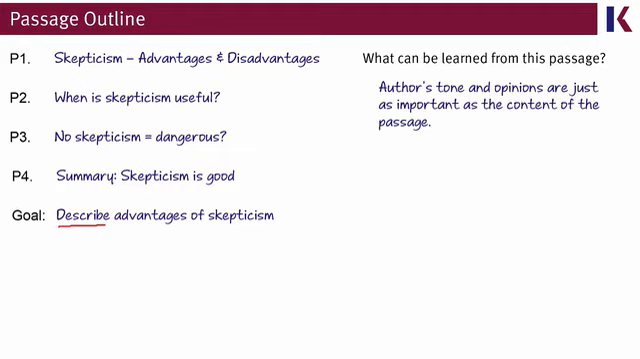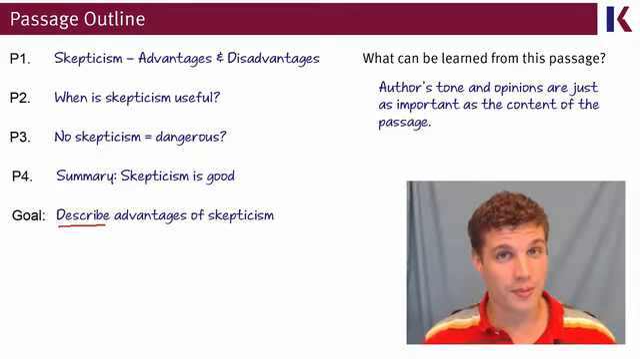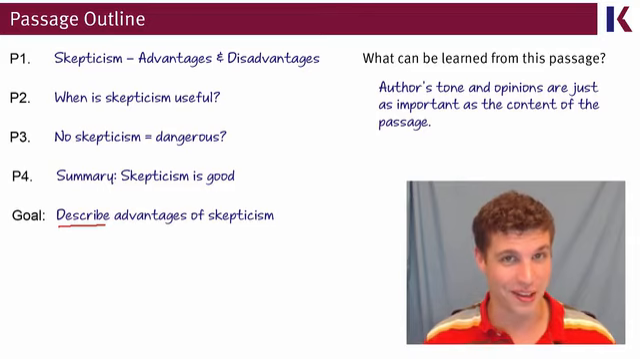The author's tone and opinions are just as important as the content of the passage, and so instead of getting bogged down in the details about skepticism, which could have been intimidating, we sort of floated above those details and picked out the main points as we went. Having read and outlined the passage, in the next portion of this lesson, we're going to earn some points by looking at some MCAT questions.